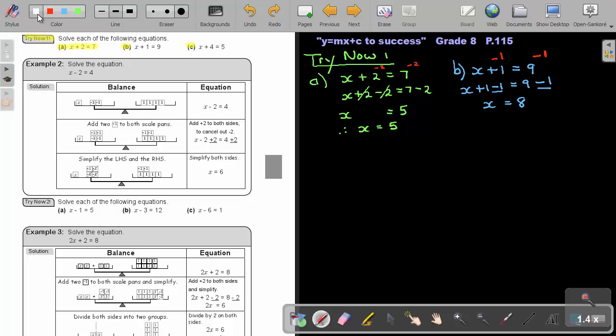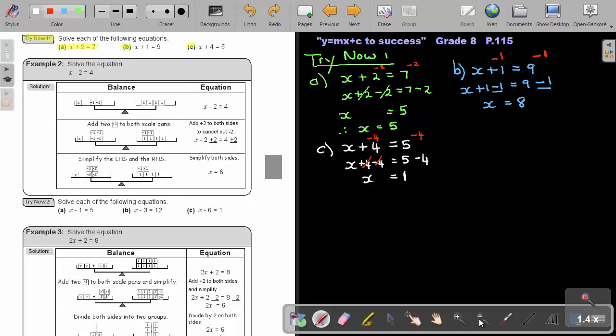Okay, so let's look at number C. I will have x plus 4 is equal to 5. Again, I want x to be alone on a side. So I'm going to subtract 4 to cancel out, and I subtract 4. So basically, I will have x plus 4 minus 4 equals 5 minus 4. So what will happen now? This will cancel out, and I will end up with x is equal to 5 minus 4, that's 1. And I can test it by saying 1 plus 4, that will be equal to 5.